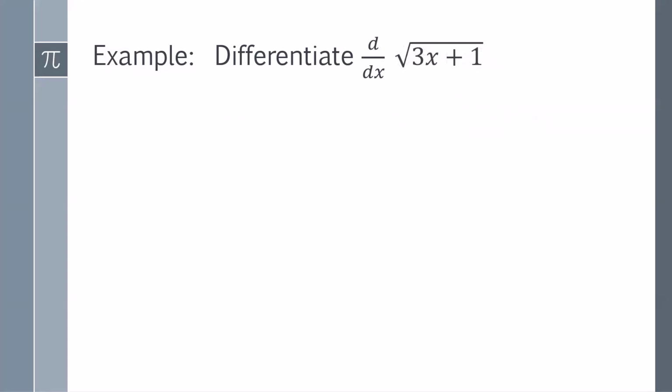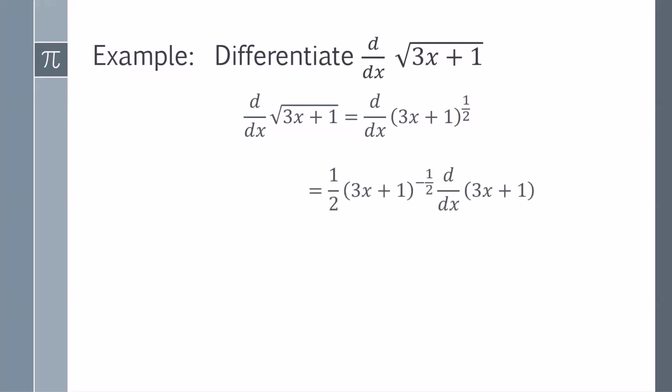As another example, let's differentiate the root of 3x plus 1. It might be easier to rewrite this as (3x plus 1) to the power of a half. And again, we see that this is a power rule. So the half comes down, leave the 3x plus 1 alone to the power of negative a half times the derivative of the inside, the 3x plus 1. And the derivative of 3x plus 1 is 3, so we end up with 3 halves times (3x plus 1) to the negative a half.